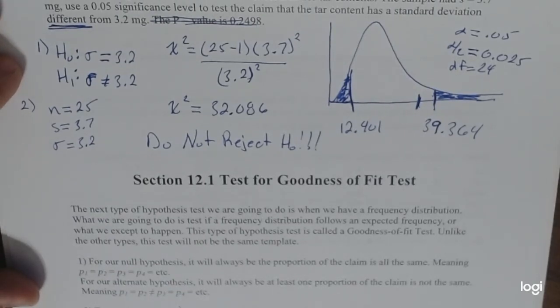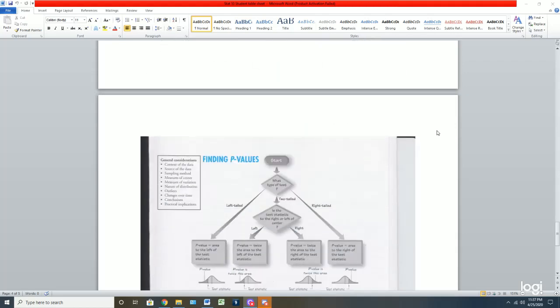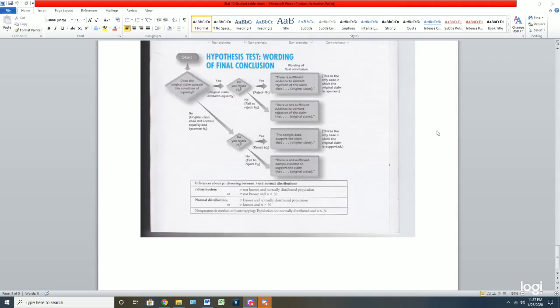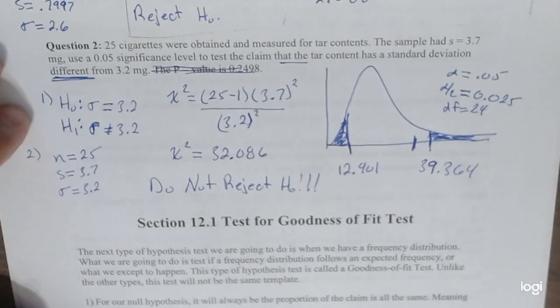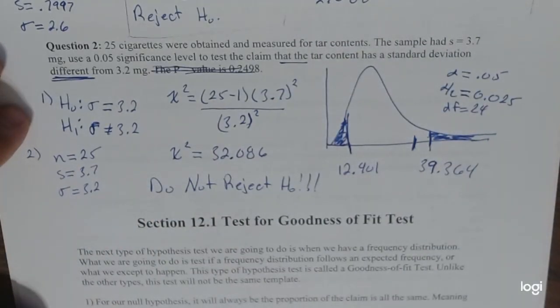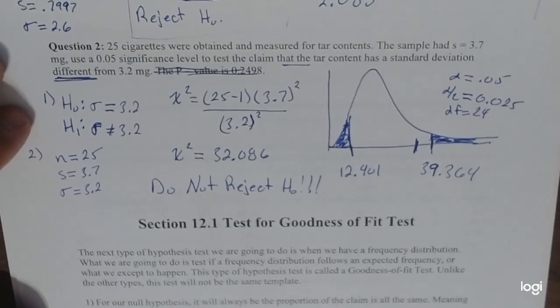So therefore, if we go to our conclusion, so first, does it have equality? Well, it says different, so no equality, right? Different, not equal to. Do we reject? Nope. So there is not sufficient sample evidence to support the claim that the tar content has a standard deviation different from 3.2. Okay, and that's it. So, it's a pretty quick section when it comes to it. As long as you're able to get the boundaries, you'll be A-okay when it comes to this. Okay, and that's it.